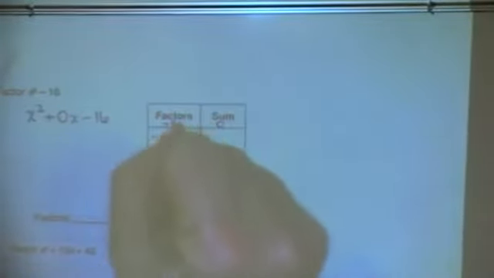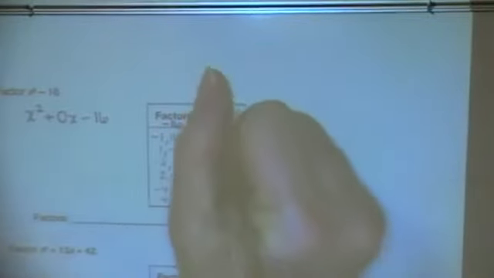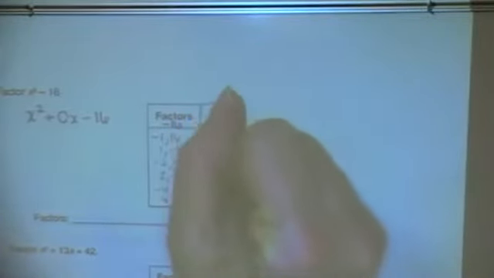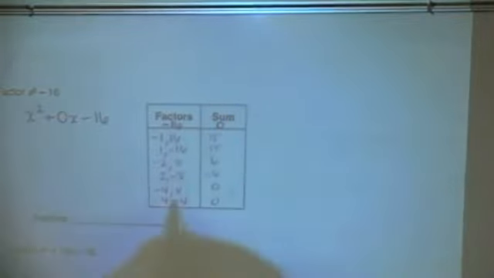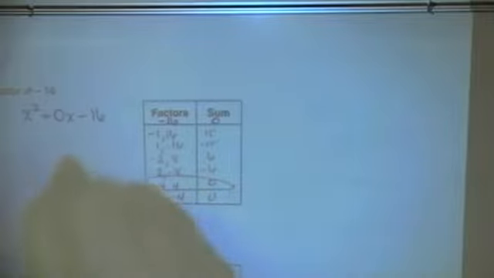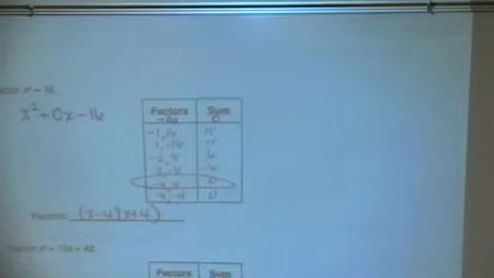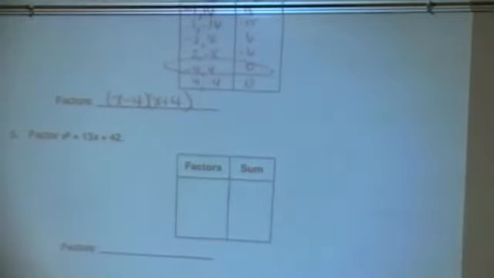So factors of 16: negative 1 and 16, or 1 and negative 16. Negative 2 and 8, 2 and negative 8. Negative 4 and 4, or 4 and negative 4. This would be 15, negative 15, 6, negative 6. This one gives me 0, and that's the one I need. x minus 4 and x plus 4. That's a lot of work to go through, though, if I could just recognize that it's a difference of 2 perfect squares. Okay, try number 5.